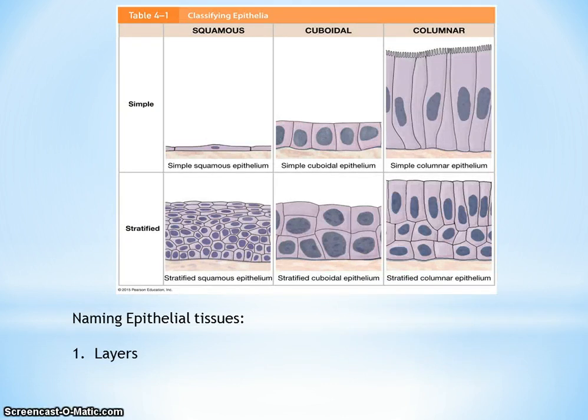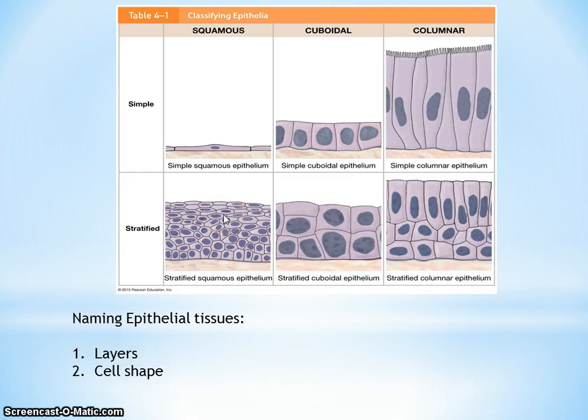Epithelial tissues are very logically named. The first consideration is how many layers are on this tissue. If it is a single layer of cells, such as we're seeing here in the simple squamous epithelium, we call them simple. If, however, they are stratified, then it is indicative of multiple layers of cells.